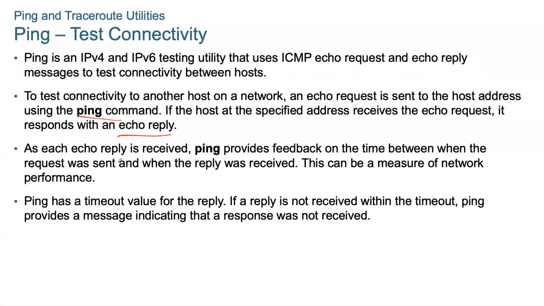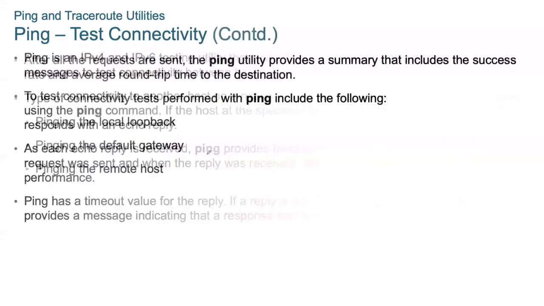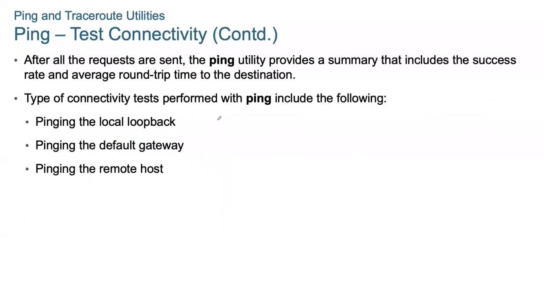So as each echo reply receives the ping, that provides the feedback that whether your host is reachable or not by the echo reply packet. So after all the requests are sent to your host side by ping, that provides the summary that how many packets are successfully transferred and how many packets are successfully received or how many packets are dropped. So the type of connectivity test that is performed with this ping includes ping the local loop back is one, ping the default gateway, and ping the remote host.